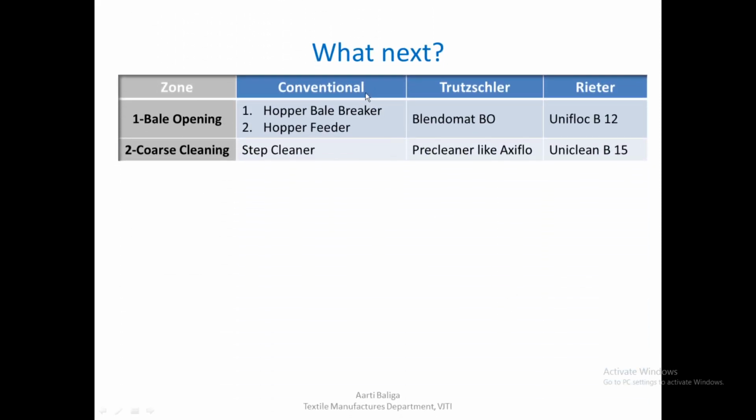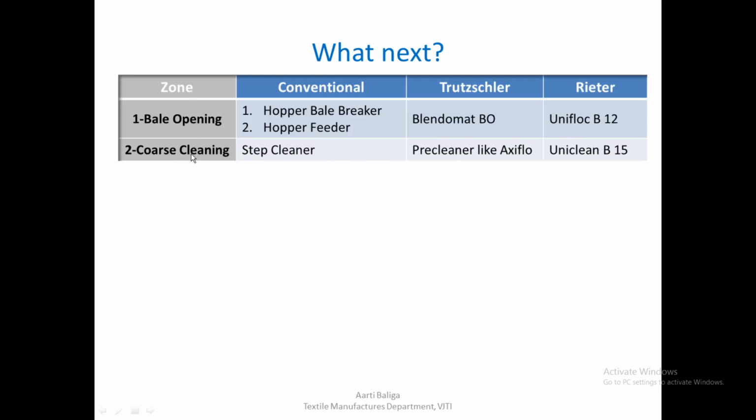So let us see what are the machines that we have seen up till now. We have seen two zones. One is the bale opening. Under bale opening, under conventional, we have seen hopper bale breaker and hopper feeder. These are the machines that would have been there if it was a conventional line. In the case of Trutzler line, they have offered Blendomat BO, which is an automatic bale opener. And under Reater, they are offering Uniflock B12.